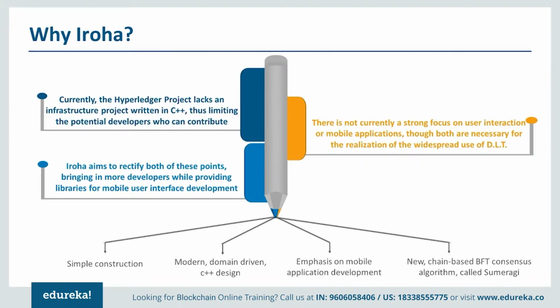Currently, the Hyperledger project lacks an infrastructure project written in C++, thus limiting the potential developers who can contribute. C++ is no more used widely. Iroha aims to rectify both these points, bringing more developers while providing libraries. And there is not currently a strong focus on user interaction on mobiles, though both are necessary for realization of widespread use of DLT. So if you are a good C++ developer, and you want to write something on your mobile application based on blockchain, then use Iroha. Otherwise, it is not a suitable candidate.